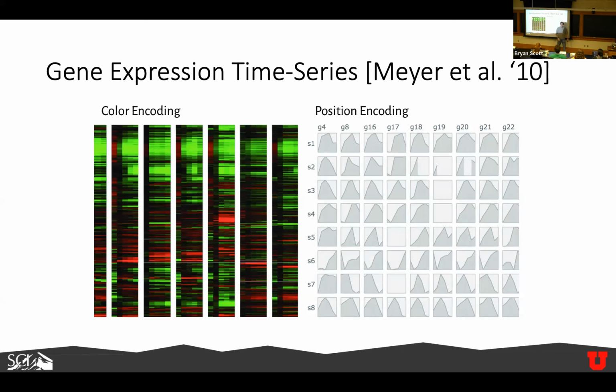Much easier to interpret. Granted, it takes up more space, right? This is many, many genes that are encoded here, and this is still a lot, but it's a way smaller number than in those pictures over there. But it makes it much easier to interpret.